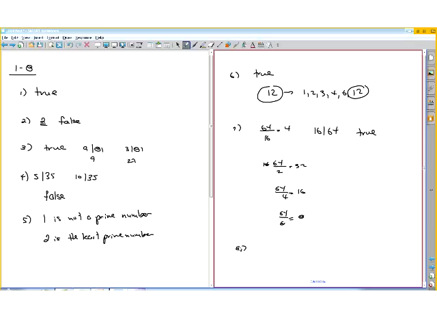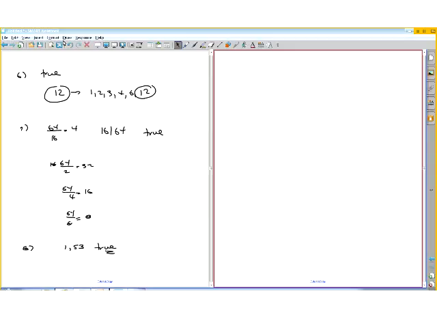And 8 says, the prime number 53 has exactly 2 natural number factors. What are they? They're 1 and 53. So every prime number has 2 factors, 1 and the number itself. So this doesn't just apply to 53, it applies to every prime number. It has exactly 2 natural number factors.